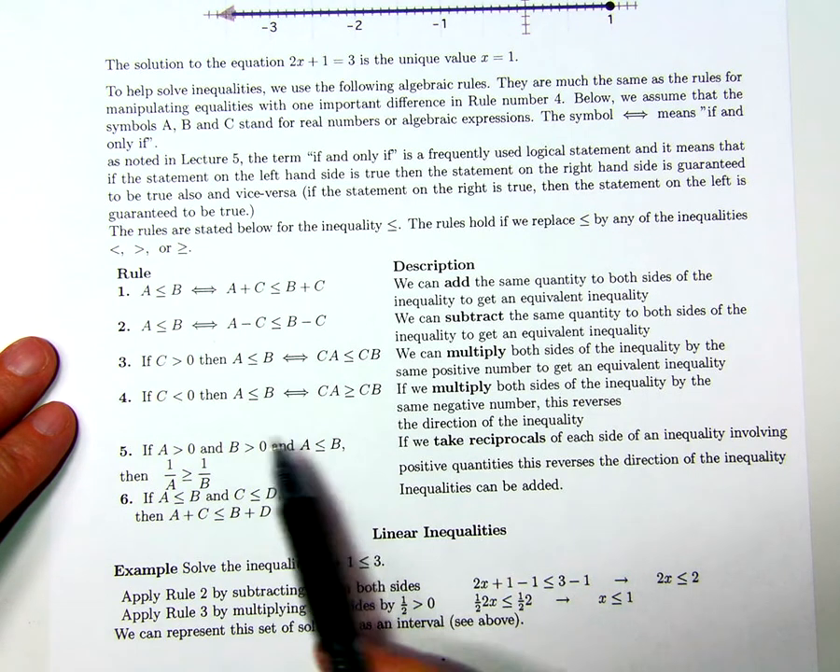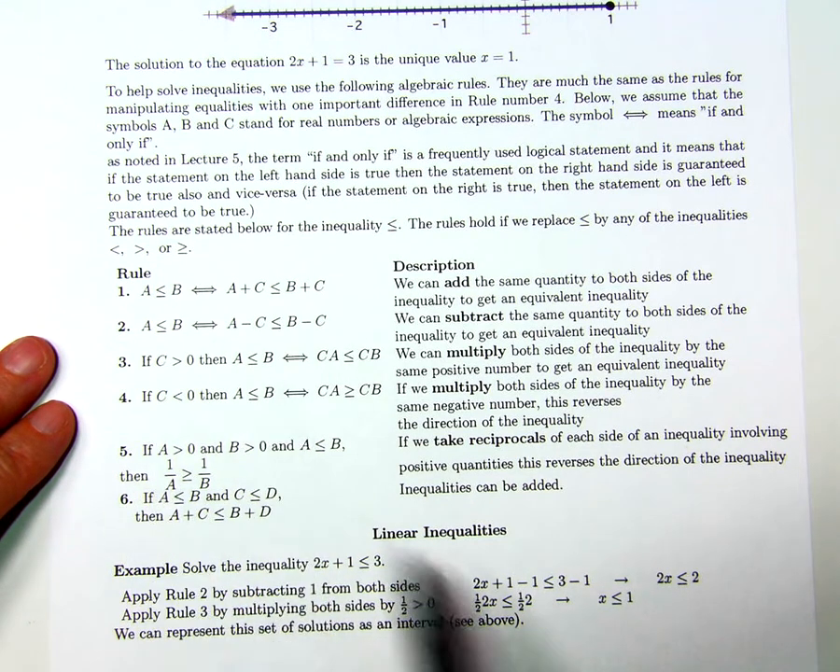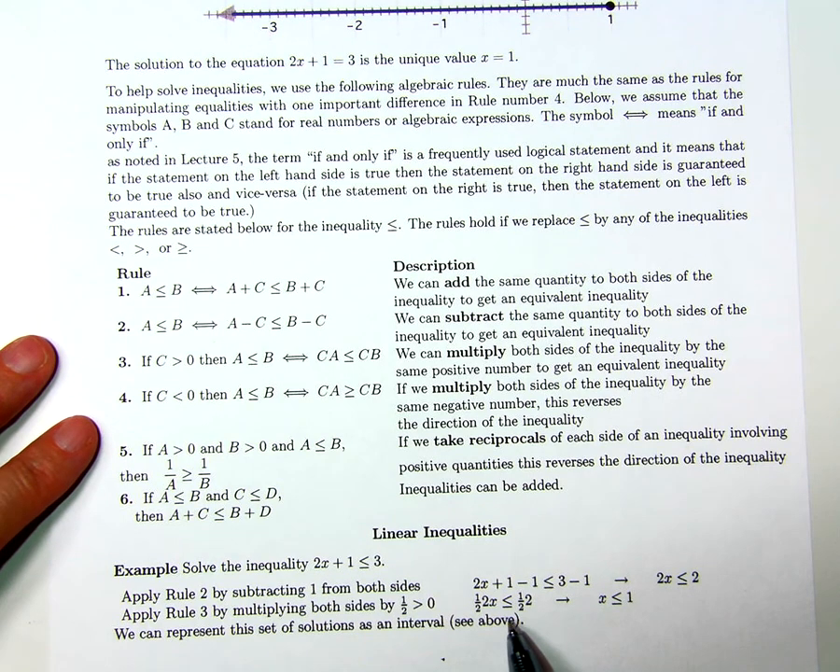These 1's cancel, and I get 2x less than or equal to 2. Now, according to Rule 2, this is an equivalent inequality, so the solution set to this one is the same as the solution set to the original inequality. And now I can divide both sides by 2, and that's the same as multiplying by 1/2 on both sides, which is a positive number. So according to Rule 3, if I multiply by 1/2 on both sides, then I get 1/2 of 2x is less than or equal to 1/2 of 2, which is equivalent to my previous inequality here.